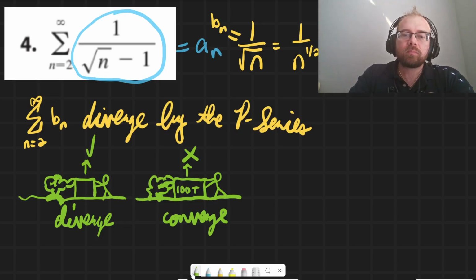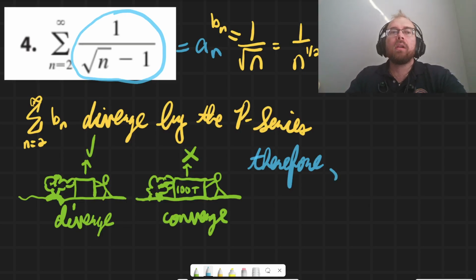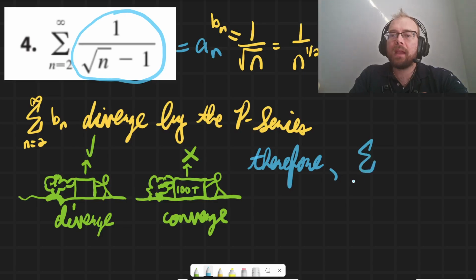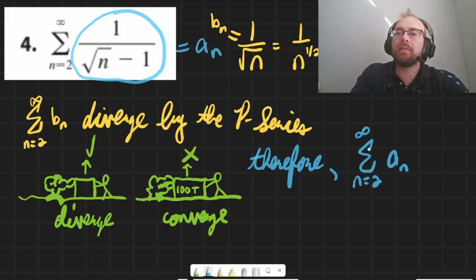So first of all, we're going to say it diverges by the p series, and then we're going to say that therefore the A series, from n equals 2 to infinity of a sub n, which we already established is 1 over the square root of n minus 1, therefore diverges.